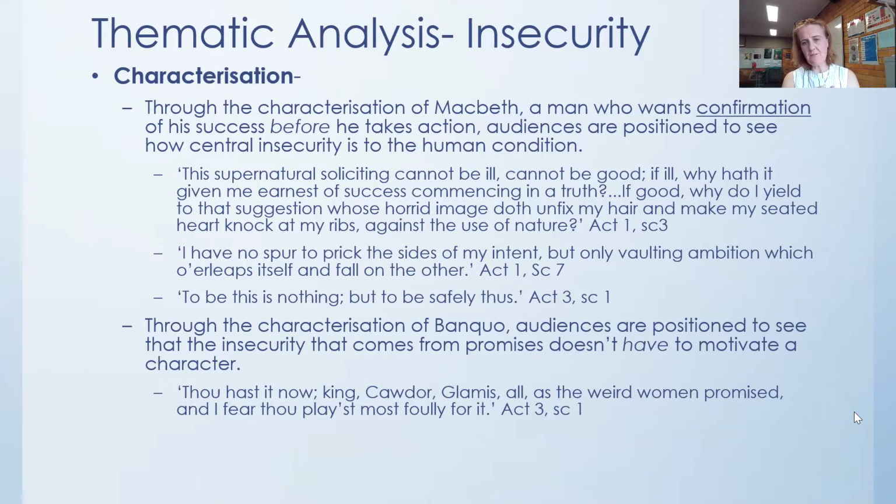So you can see that I've focused between Act 1 and Act 3 here, just to find some different types of quotes that would help me to identify that Macbeth actually expresses something that is fairly central to the human condition. So the first one is from Act 1, Scene 3. And this is immediately after he's been given the prophecies: Hail, Thane of Glamis, Thane of Cawdor, and King Hereafter.